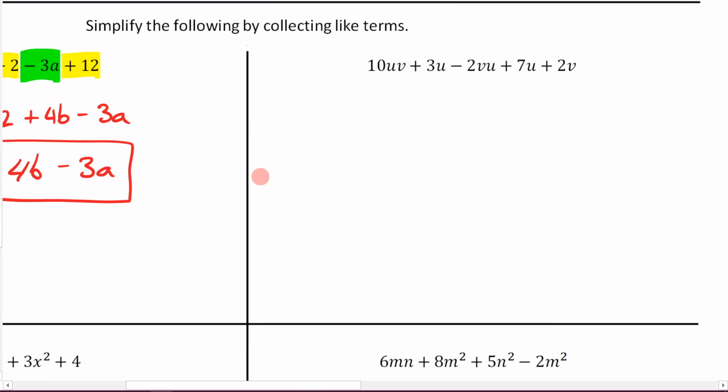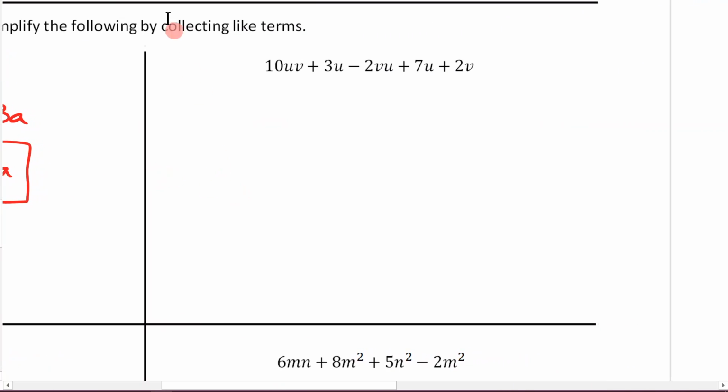Let's now move on to our next one. Making sure that you're always highlighting the sign in front of the term. So here I have 10uv. Here I have minus 2vu. So that's still a like term because it contains the same pronumerals. Then I'm going to have plus 3u. I have another u term over there, and then finally I have this plus 2v at the end.